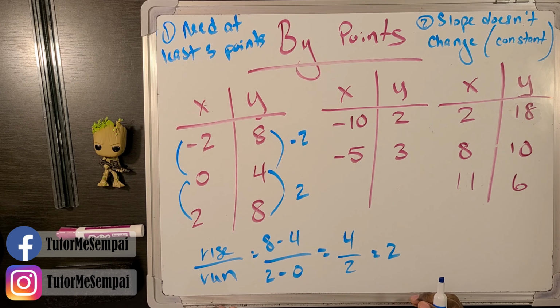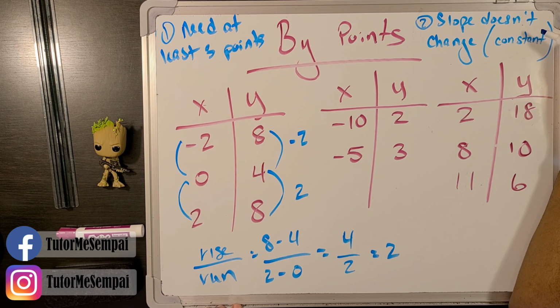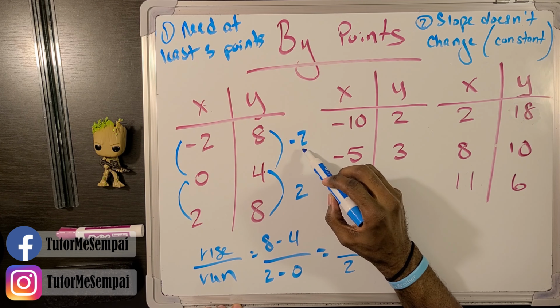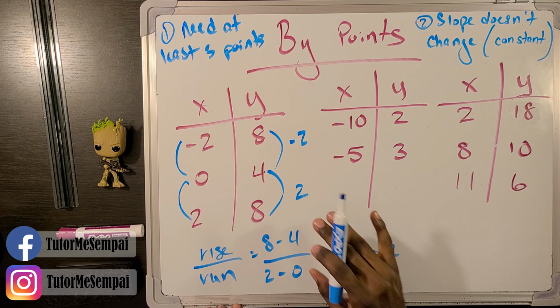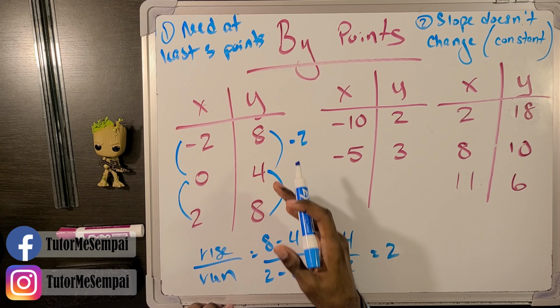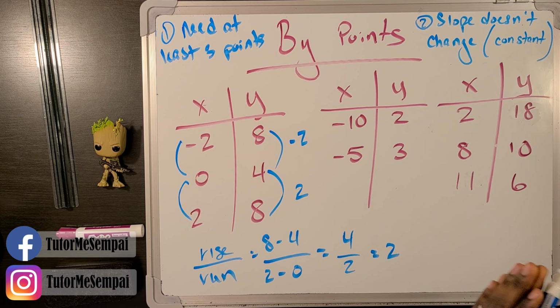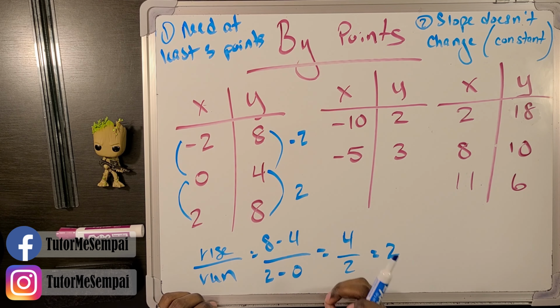I think we have an issue here. Our slope is not supposed to change. We should have a constant slope. But here we have a -2 and here we have a +2. That means our slope changed. Therefore, these first set of points do not belong to a linear function. This is a nonlinear function.